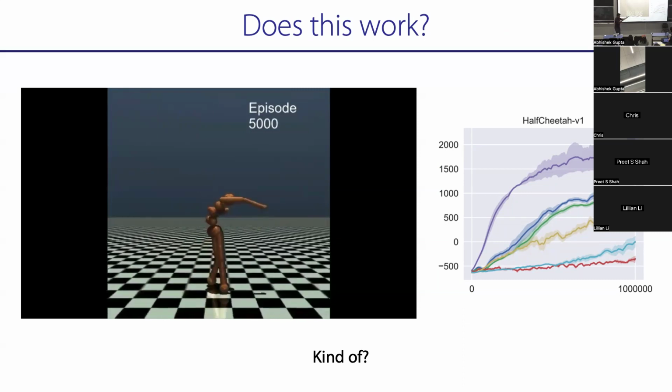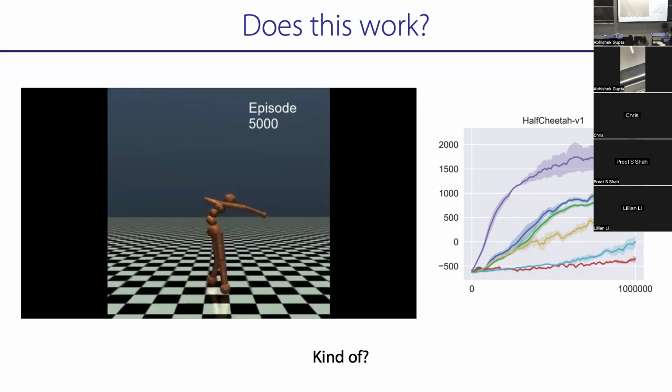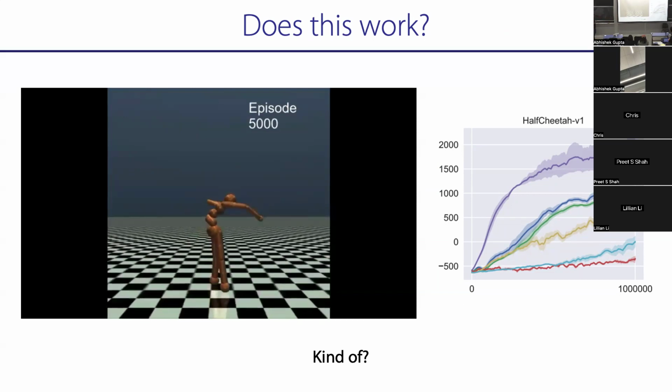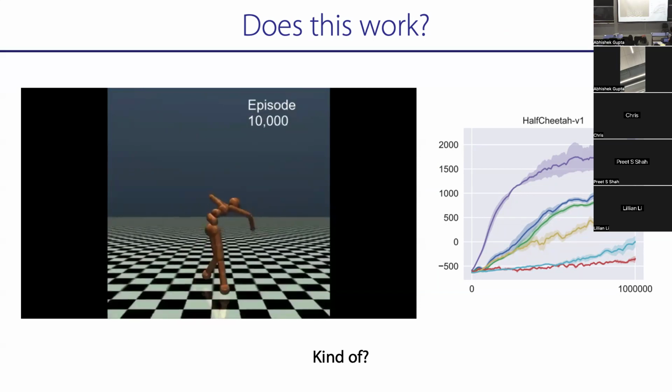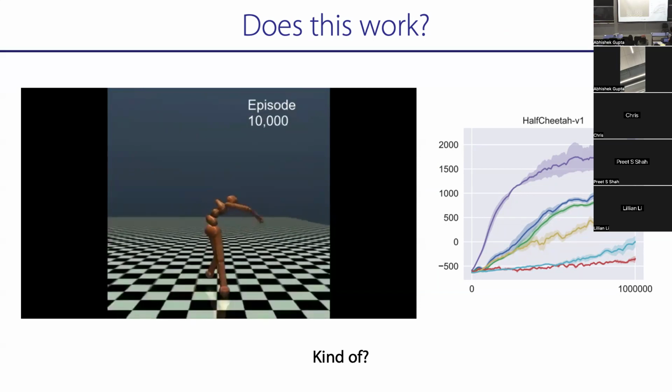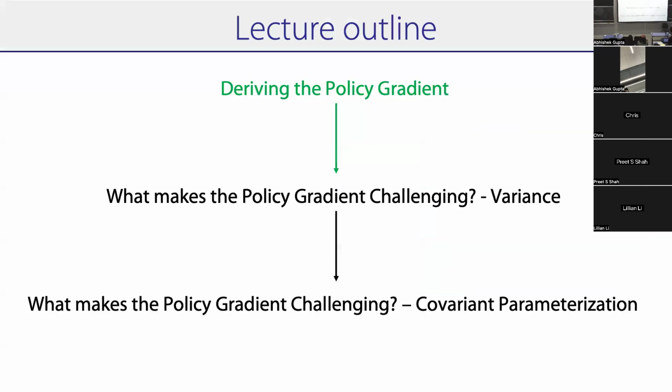How do we take this seemingly intuitive conceptual idea and make it less sample inefficient so that it can become practical for robots or for applications where data is scarce? Okay. So the way we're going to do that is there are some conceptual issues with the policy gradient. We're going to try to figure them out, and they're going to help us with sample efficiency. The two issues we're going to talk about are the variance and the parameterization.